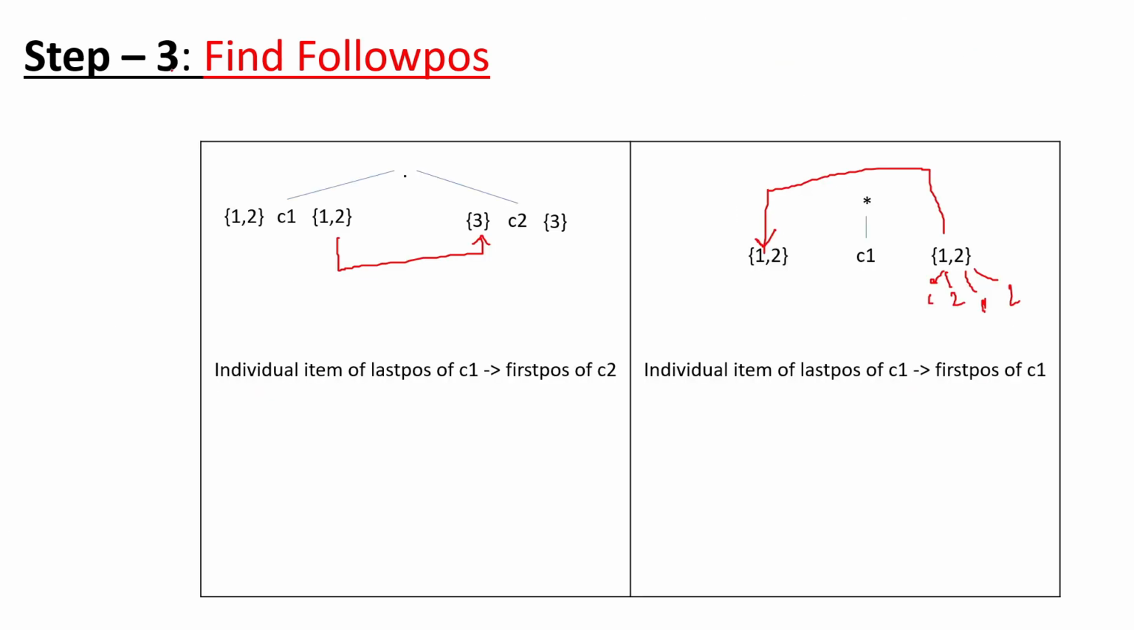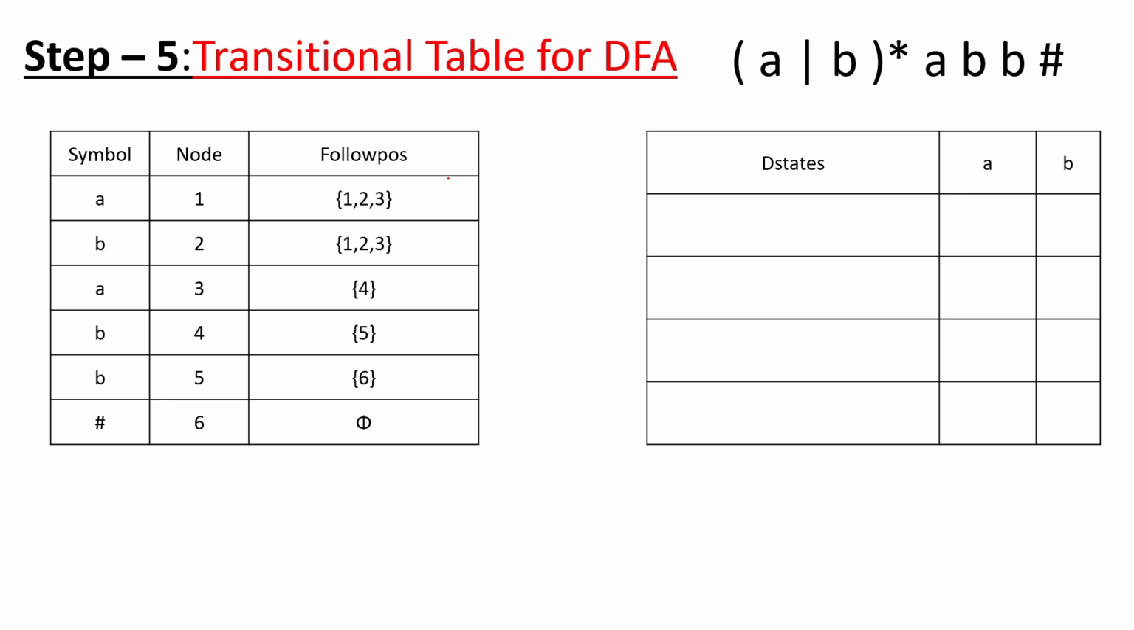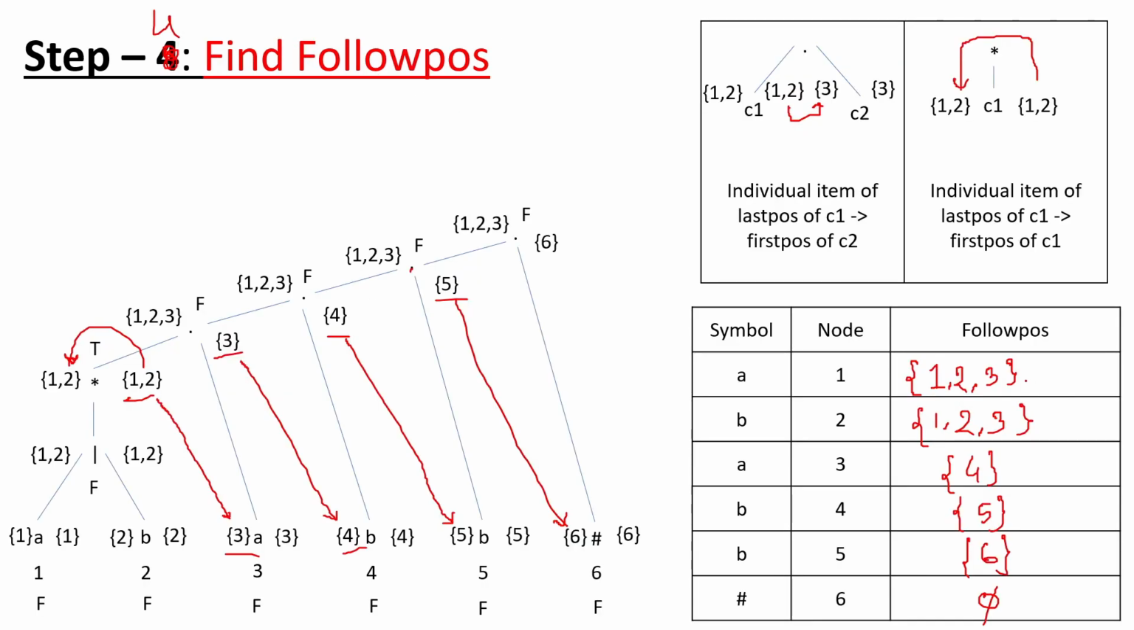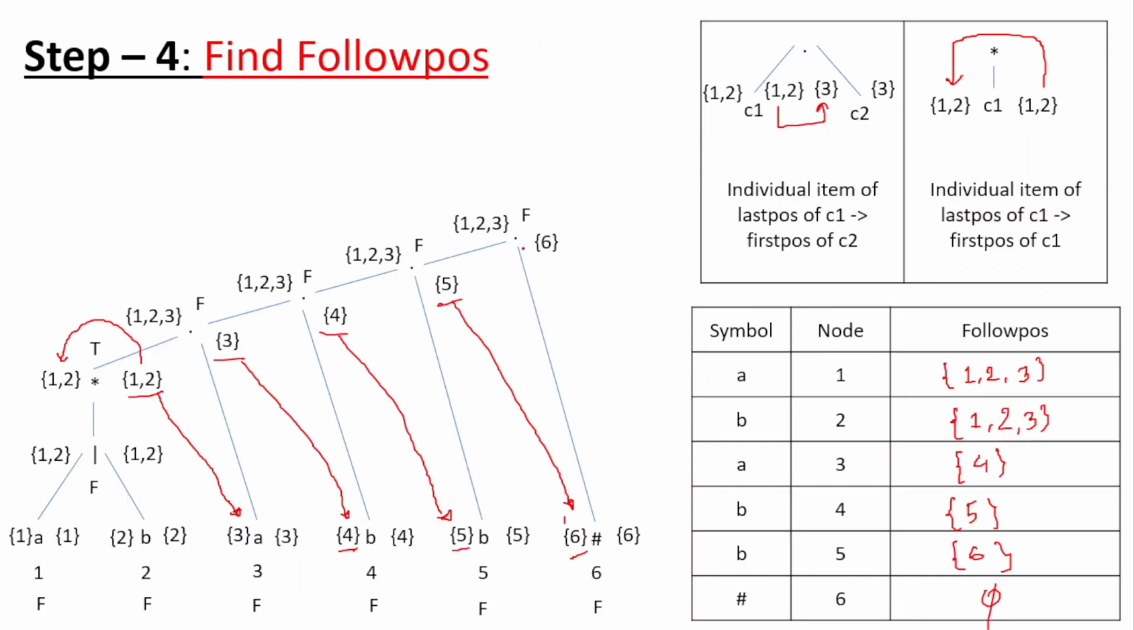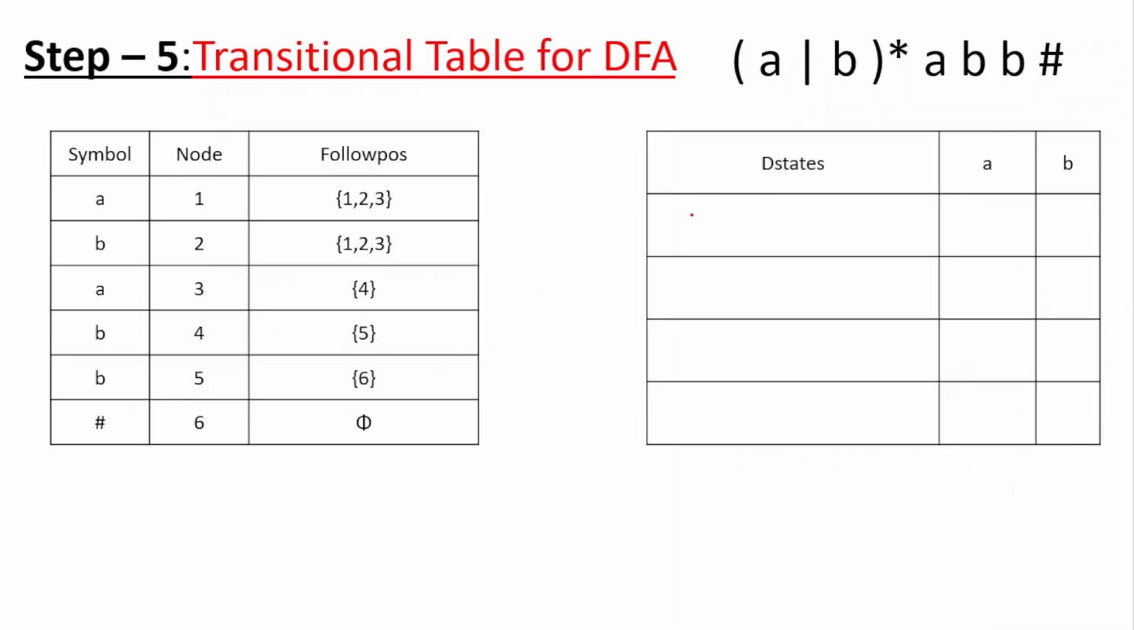We have completed our step 4. Okay, so let's continue to the next step, step 5, our last step, that is the transition table for DFA. We have completed our followpos table here, and now from there we're going to complete our D states, and we're going to draw the DFA right here. So initially the first state will be the first pos of the root node of the syntax tree. If we see the syntax tree here, the first pos of the root is 1, 2 and 3. So this will be the first state. We're going to write here 1, 2 and 3, and assign it A.